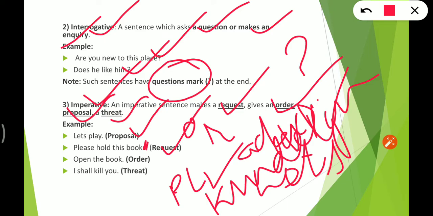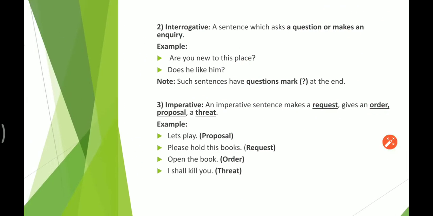Open the book. This is an order or a command, right? For example, a teacher asks you to open the book or read the paragraph. These are commands or orders. A teacher uses commands or orders in a class. Now here, I shall kill you. This is a threat, and a threat is an imperative sentence, right? Now an example of advice: you should respect your elders. So this sentence is advice, right? Let's move to the next slide.